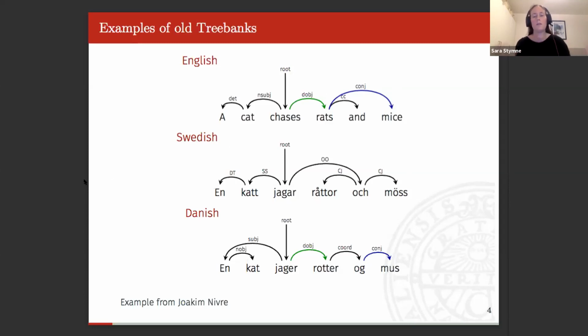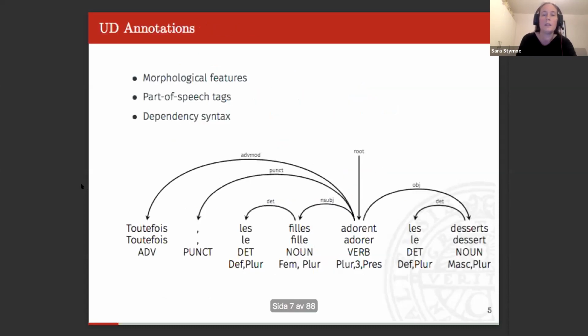So you can imagine that if you want to do some kind of cross-lingual learning, it's hard to learn when the annotations are this different, and it's also very hard to evaluate. Maybe you manage to parse quite well in the English annotation style for Swedish, but how would you evaluate that when the Swedish treebank expects a different structure? That was the motivation for starting UD.